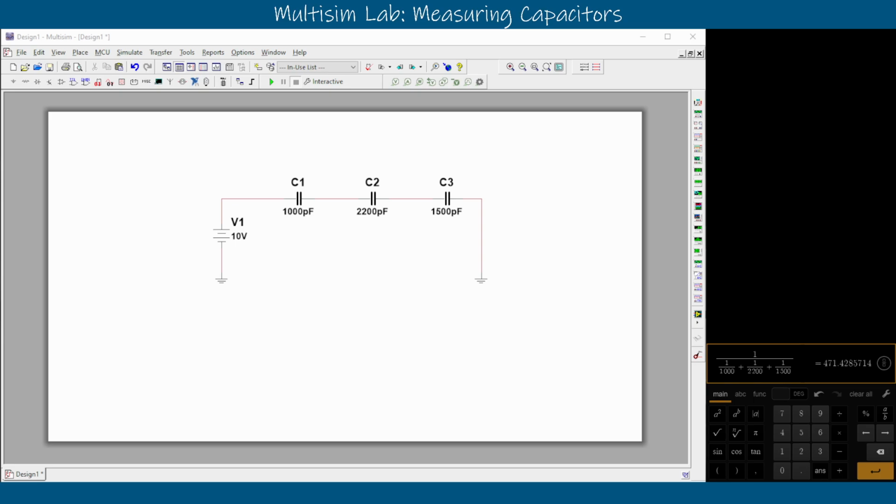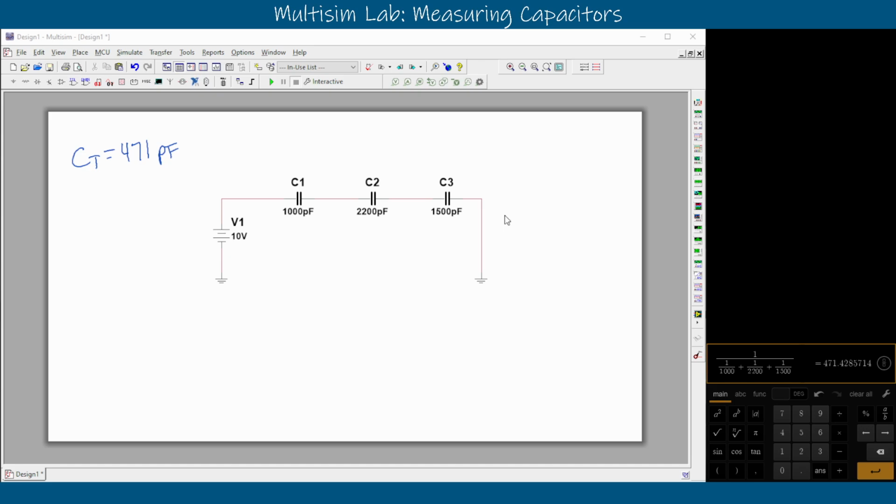It means that this answer is in picofarads, and that is what we expect our total capacitance to be in this circuit. So we can write that down. We'll say that our CT is equal to 471. We can round the rest off, and that is in picofarads. Okay, so we're going to verify using this number that our measurements are going to match, right?